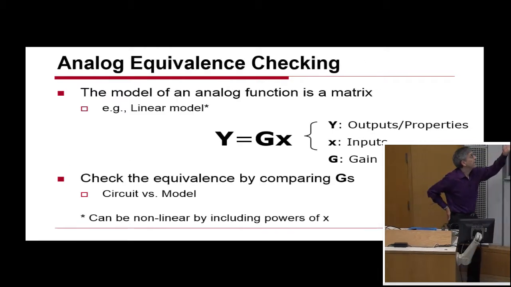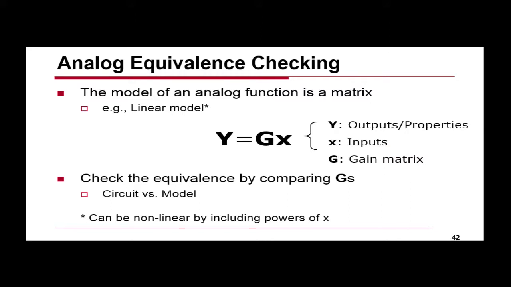Remember, the model of an analog function is a matrix because it's a linear model. So y = g times x, where g is a matrix of transfer functions. If I have that, I can extract g from both the circuit implementation and the model, and compare them to see if they're the same. Now, x doesn't need to be just linear. X could include powers if I was interested in third-order distortion or other things. There's lots of things I could do. This is fairly general. It just says there's a linear regression I'm running.